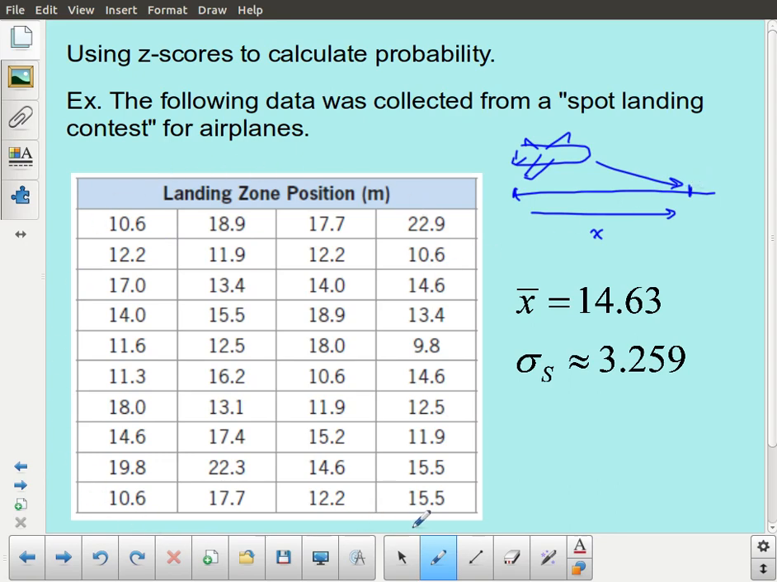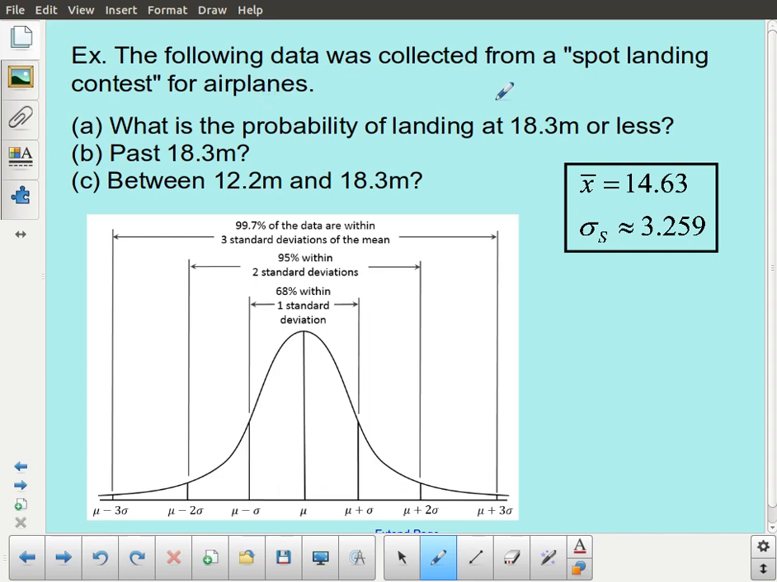This just happened to be the number of planes that were used for this experiment. And so we see we have a standard deviation of about 3.26. So using that data, what does that tell us about this landing? And now moving on here.